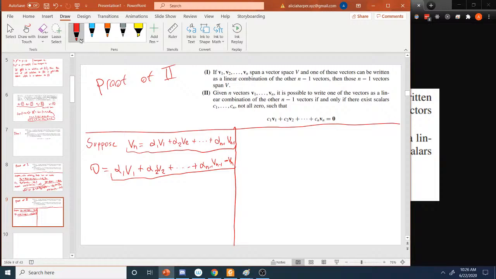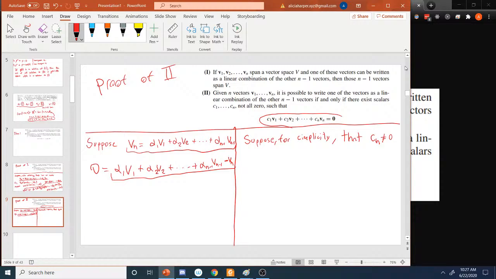The other direction of this proof is to suppose that we have a relation like this already, where not all the coefficients are 0. Then we should be able to express one of the vectors in terms of the other n-1 vectors. So for the other direction, we're going to suppose, for simplicity, and by this I mean we can relabel things appropriately, that Cn is not equal to 0.